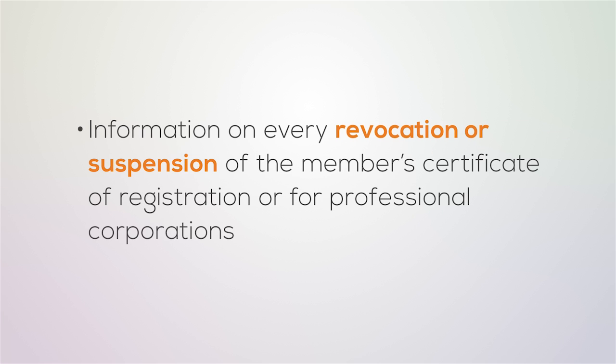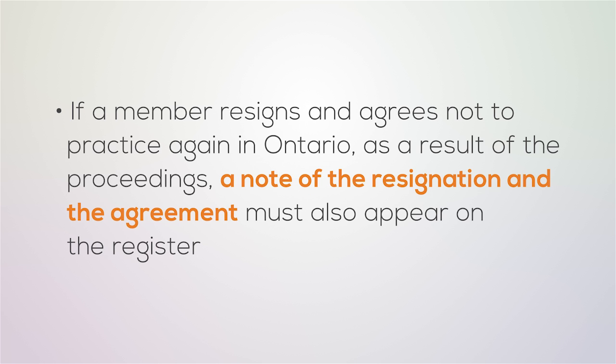Also included on the register is information on every revocation or suspension of the member's certificate of registration, or for professional corporations. If a member resigns and agrees not to practice again in Ontario as a result of proceedings, a note of the resignation and the agreement must also appear on the register. Along with this mandatory information required by Section 23 of the RHPA, colleges may also require additional information to be published on the register in keeping with the requirements of their individual bylaws.